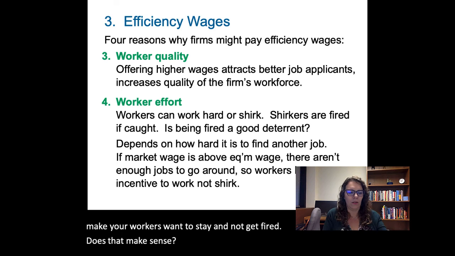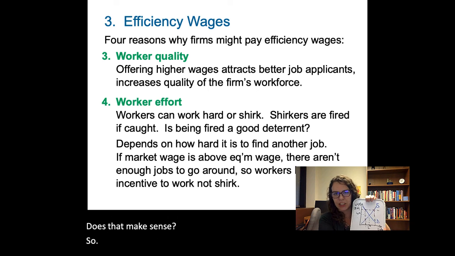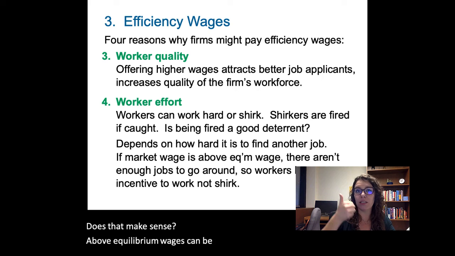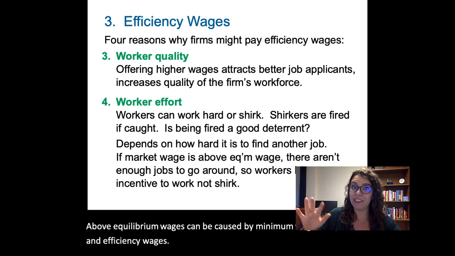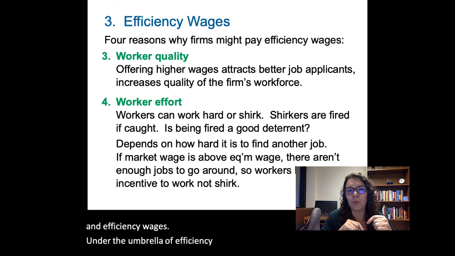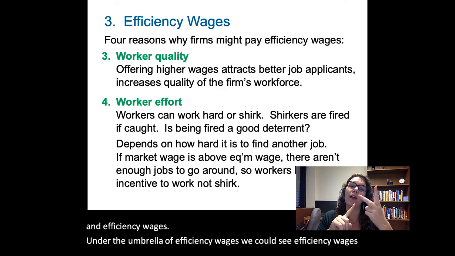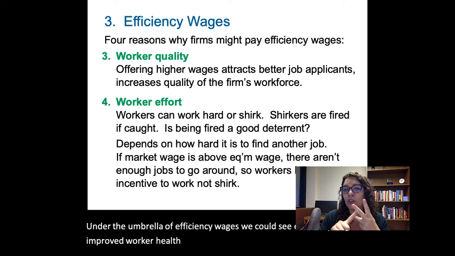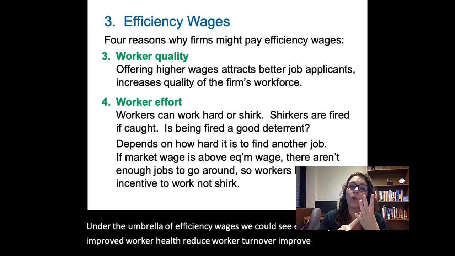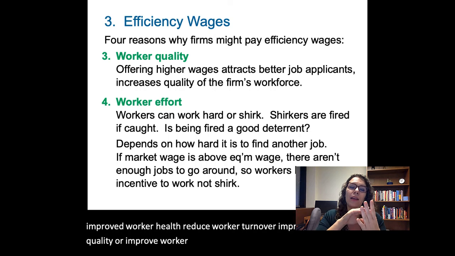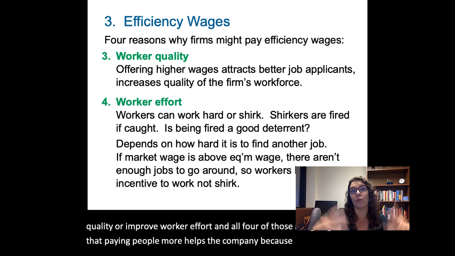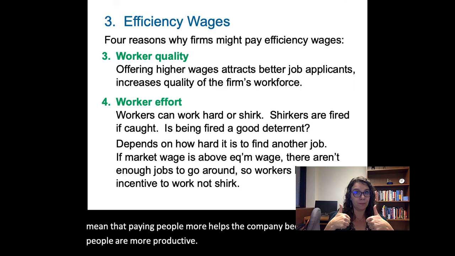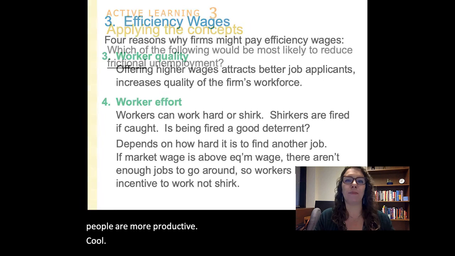So, above equilibrium wages can be caused by minimum wage laws, unions, and efficiency wages. Under the umbrella of efficiency wages, we could see efficiency wages improve worker health, reduce worker turnover, improve worker quality, or improve worker effort. And all four of those are going to mean that paying people more helps the company because those people are more productive. Cool? Hopefully. All right, let's keep going.